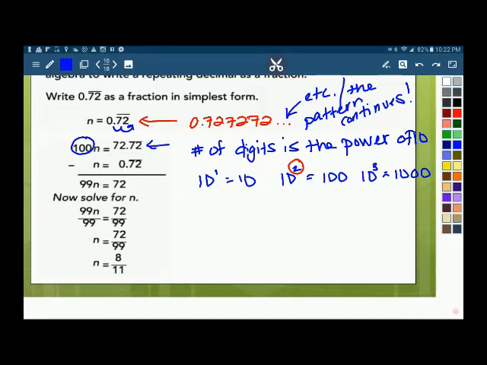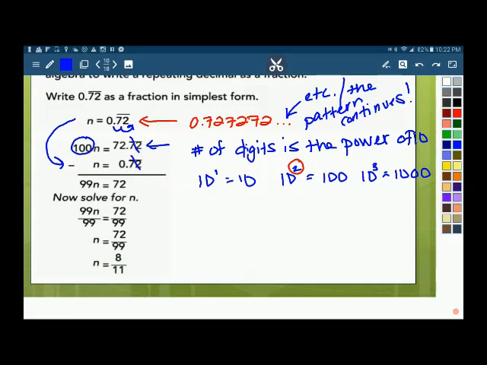Okay, we have a new equation that's multiplied by 100. If we take the original equation, we said n was equal to 0.72 repeating, and we subtract it, that actually makes the repeating decimal become 0. Even though it goes off forever to infinity, you're still subtracting itself, so it becomes 0. It's like 72.0 at the bottom. So really, now I'm just solving for n.